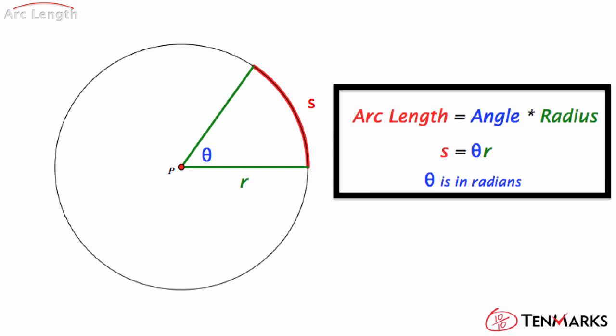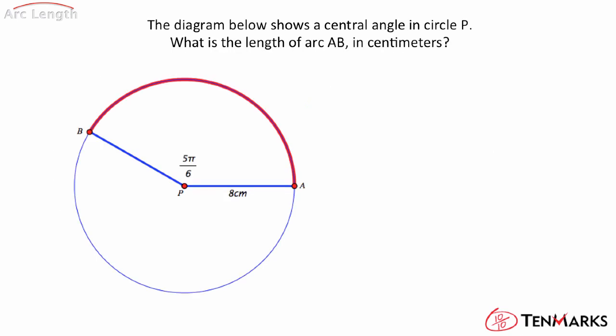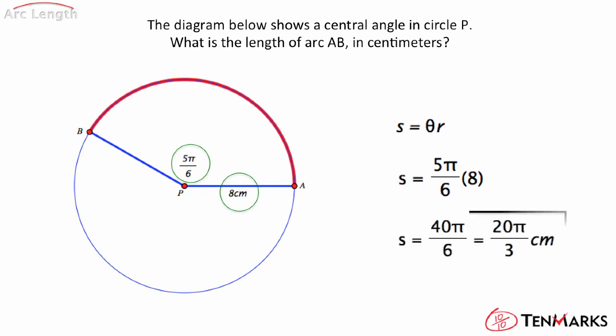Using this formula, try the following problem. The diagram below shows the central angle in circle P. What is the length of arc AB in centimeters? First, write the formula for the length of the arc, which is S is equal to theta times the radius. Substitute 5 pi over 6 for theta and 8 centimeters for r. Solve to find that the arc length is equal to 40 pi divided by 6, which simplifies to 20 pi over 3 centimeters.